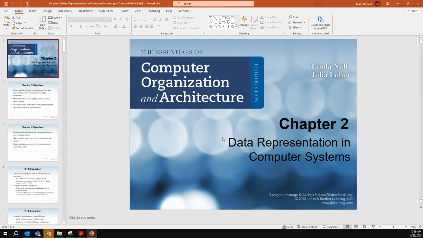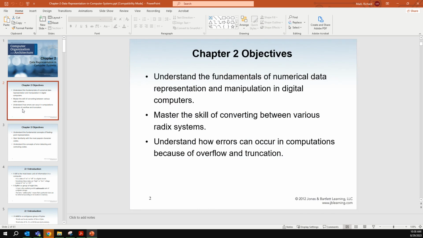So this is COS 505. We're going to look into Chapter 2, data representation in computer systems. So this time around, I didn't write. I'm using the book lectures, so there may be some more information we can look over. Let's go on to the objectives.